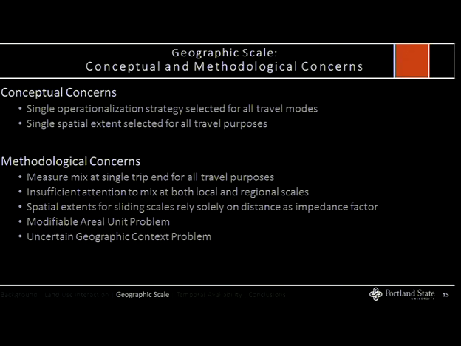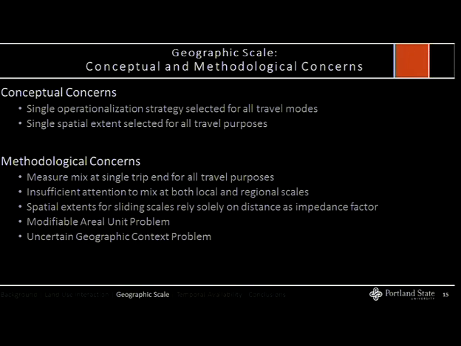A single spatial extent could be selected for all travel purposes. And so if we're thinking about discretionary travel, these trips could be more elastic. And so individuals may travel a farther distance to complete these. So it's important to look at the larger neighborhood effect when you're thinking of that versus maybe a mandatory travel trip.